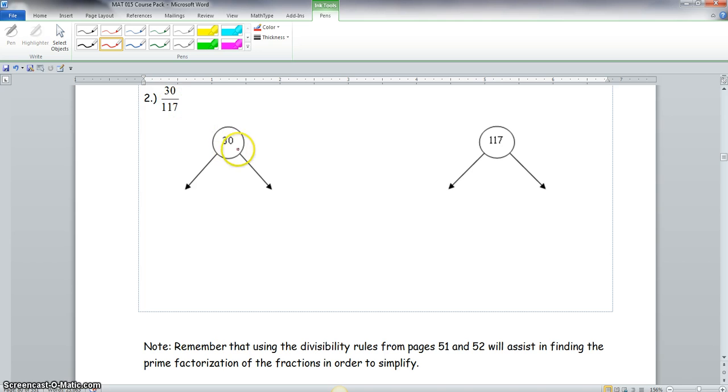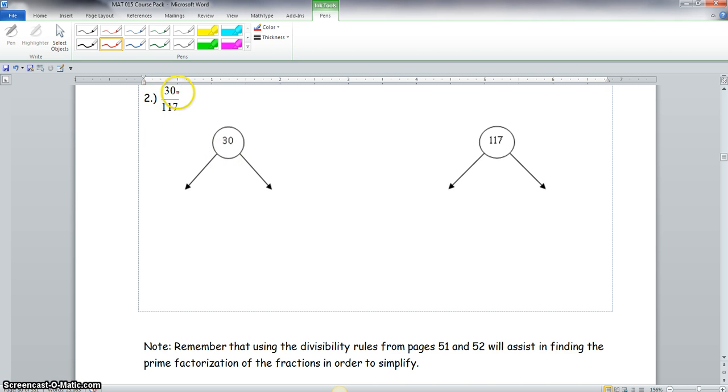We want to find the prime factorization of 30 and 117. Now we look at the number 30. Remember I told you the numbers that we typically do our divisibility by are 2, 3, 5. And if those do not work, we'll go into 7, 11, and 13. Typically between those 6 numbers, you will find about 99% of the numbers that you will be looking for with the prime factorization.